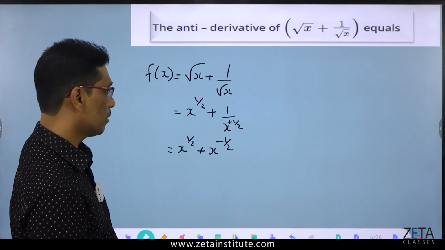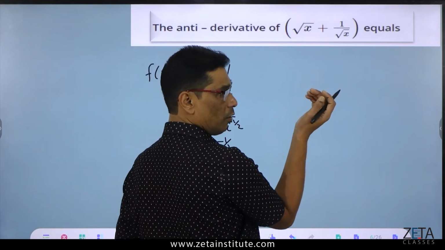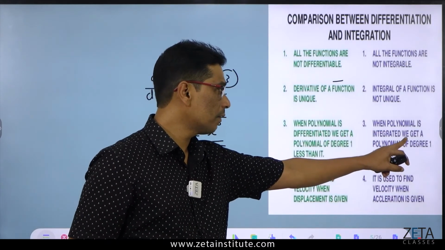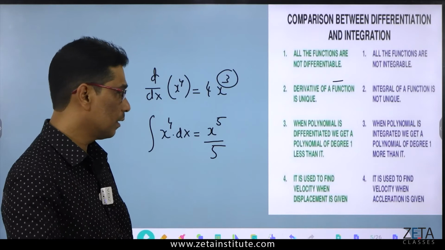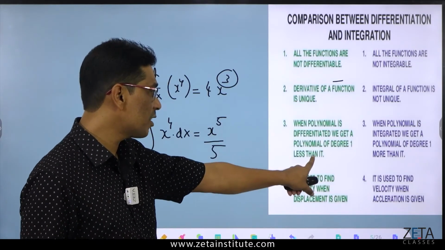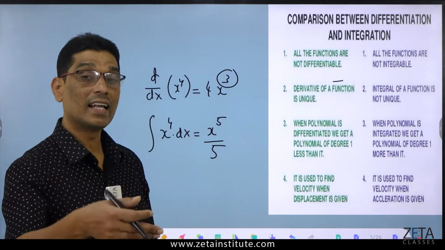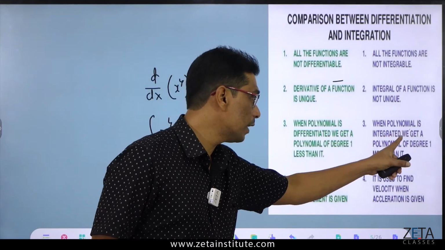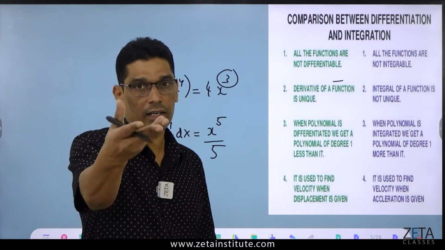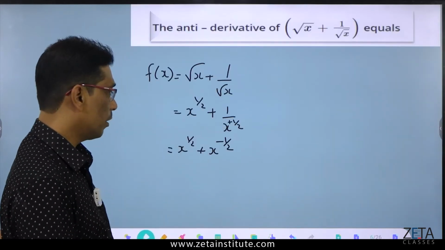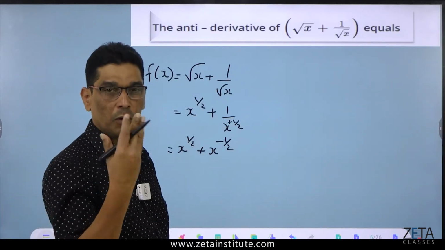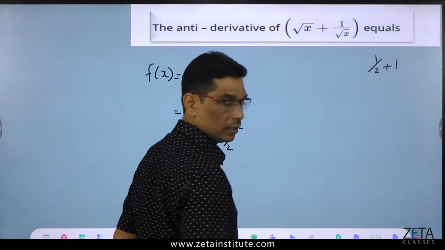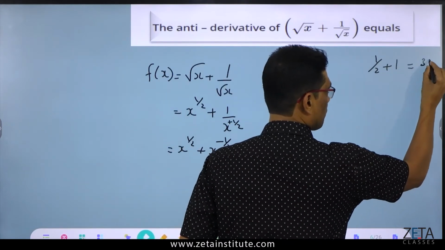So for the antiderivative function, what do we have to do? Integration is the inverse process of differentiation. When a polynomial is integrated, we get a polynomial of degree more than that. But in differentiation, the degree of the polynomial is always less by 1. So we need to integrate to get a degree more than 1 of the given. Here it is 1 by 2, and 1 by 2 more than 1 is 3 by 2. Correct? We will get 3 by 2.